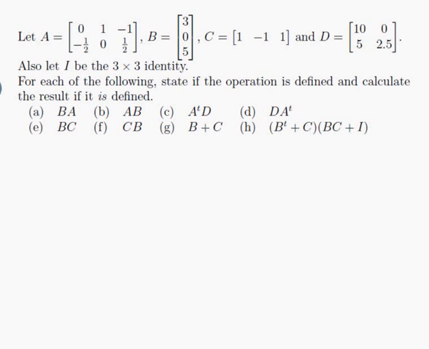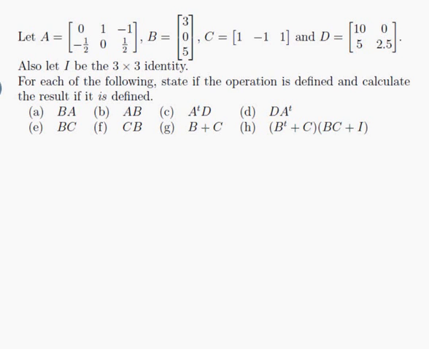Let A be the 2 by 3 matrix 0, 1, minus 1, minus a half, 0, a half. B be the column vector 3, 0, 5. C be the row vector 1, minus 1, 1. And D be the 2 by 2 matrix 10, 0, 5, 2.5. Also, let I be the 3 by 3 identity.